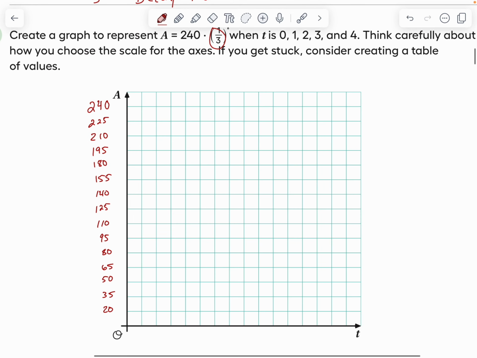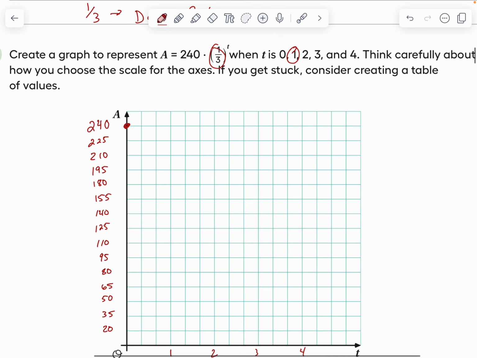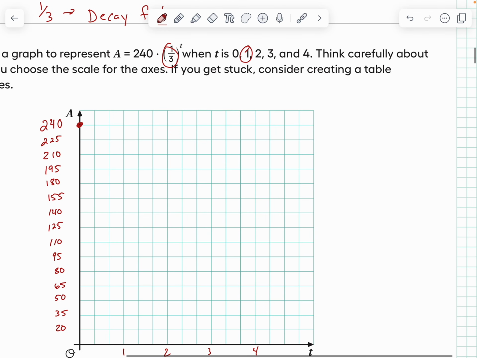All right, so what did we start with? We started with 240. There you go. That's at week 0. Then we're only going up to 4, so let's just mark these periodically: 1, 2, 3, and 4. Okay, so after 1 week, it's going to be 1/3 of that, right? So 240 times 1/3. Well, let's think about this mathematically.